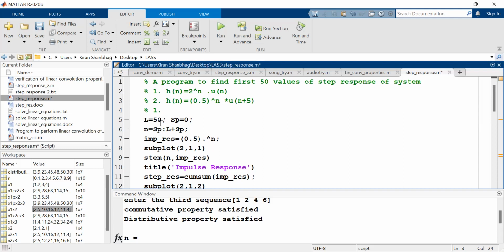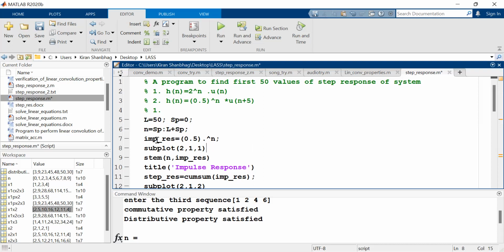Let me define how many values we want. H of n equal to alpha to the power n u of n is an infinite sequence, but we are not interested in an infinite number of values. We are interested in, say, the first 50 values. Since it starts from 0, and later when I plot, my answer should also start from 0, let me define a starting point and the x-axis. So the starting point is 0, and let me get 50 points from 0, so starting point plus 50.